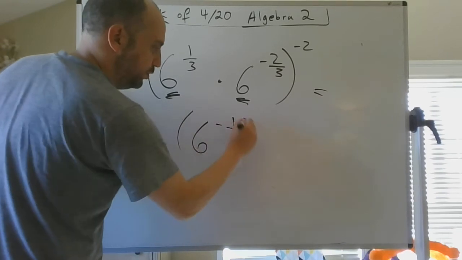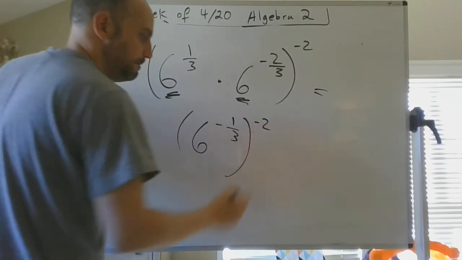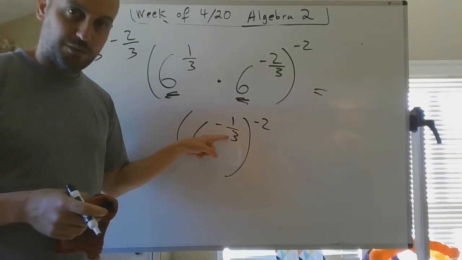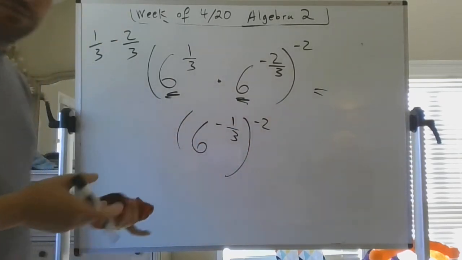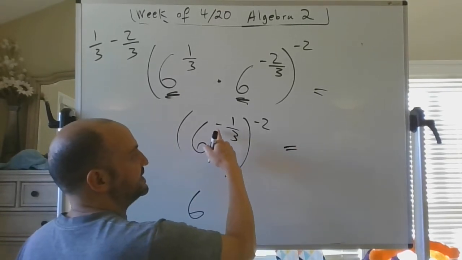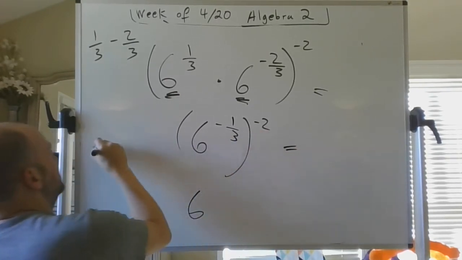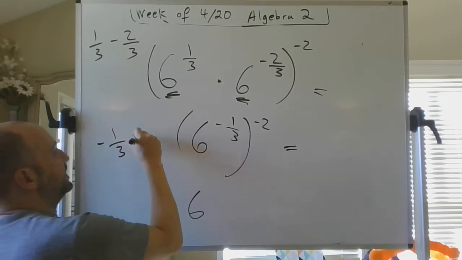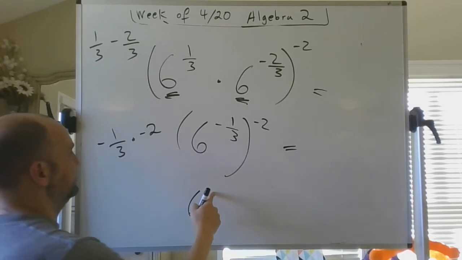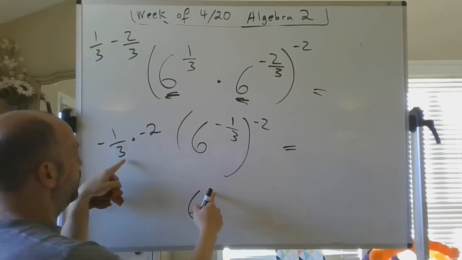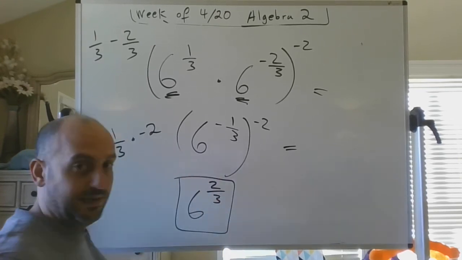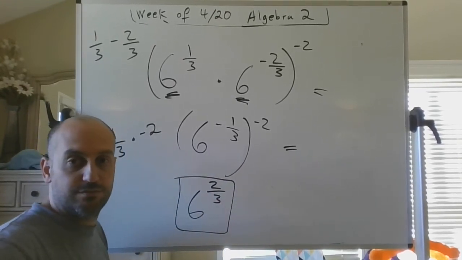And then that whole thing is going to be raised to the negative 2. Rules of exponents. Again, when I'm raising an exponent to another exponent, we're basically multiplying. Multiply negative 1 over 3 times negative 2. First of all, negative times negative is going to give me positive. That's going to be 2 over 3. Now, that's your answer. You can write it like that.